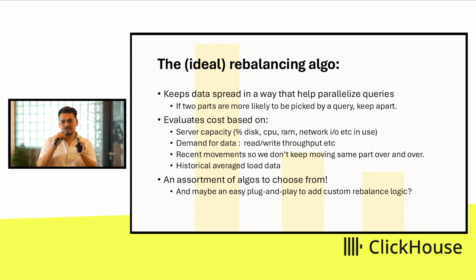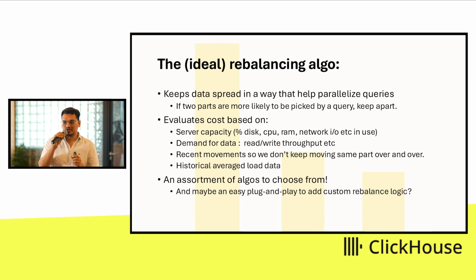Demand for data. There is different sort of data. Let's say you have data for Mumbai in one shard, data for Bangalore in another shard, data for Chennai in another shard. So you have to see how much demand for data is there on that particular shard. And depending on that, you have to rebalance so that my read-write throughput is really good.